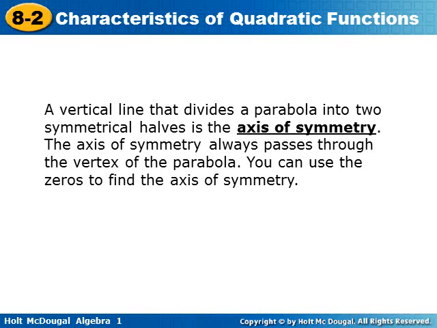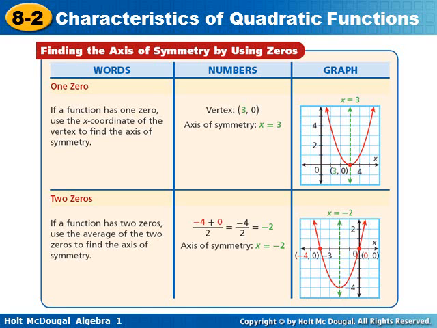A vertical line that divides a parabola into two symmetrical halves is the axis of symmetry. The axis of symmetry always passes through the vertex of the parabola. You can use the zeros to find the axis of symmetry. If the function has 1 zero, (3, 0) for example, use the x-coordinate of the vertex to find the axis of symmetry. So if the vertex is at (3, 0), then the axis of symmetry would be x equals 3.